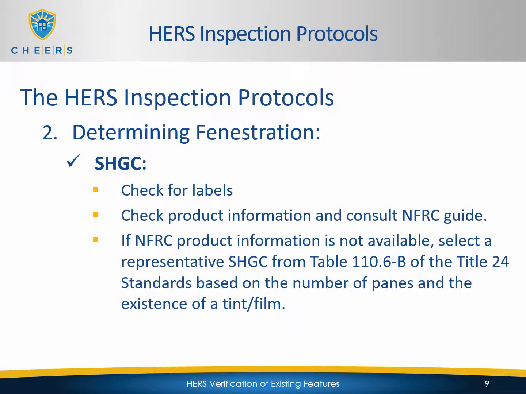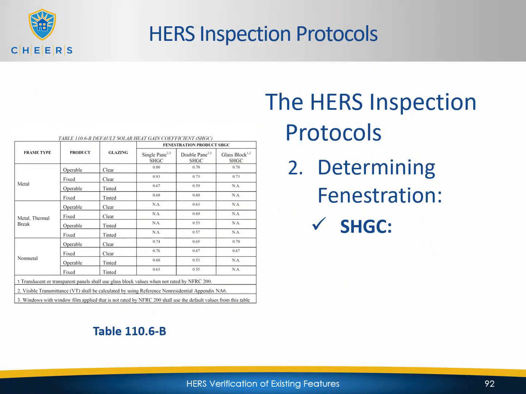Solar heat gain coefficient, so you want to check for labels if available, or you can check the product information and consult the NFRC guide. If the NFRC product information is not available, you want to select a representative solar heat gain coefficient from table 110-6B of the Title 24 standards based on the number of panes and the existence of a tint or film. And that's the table that we just mentioned a second ago.